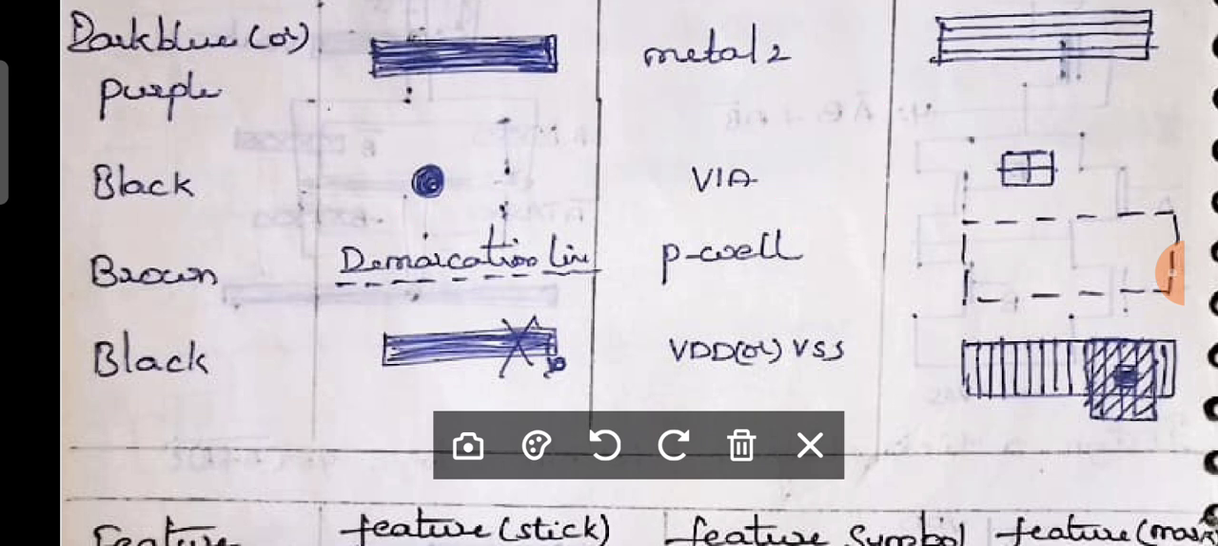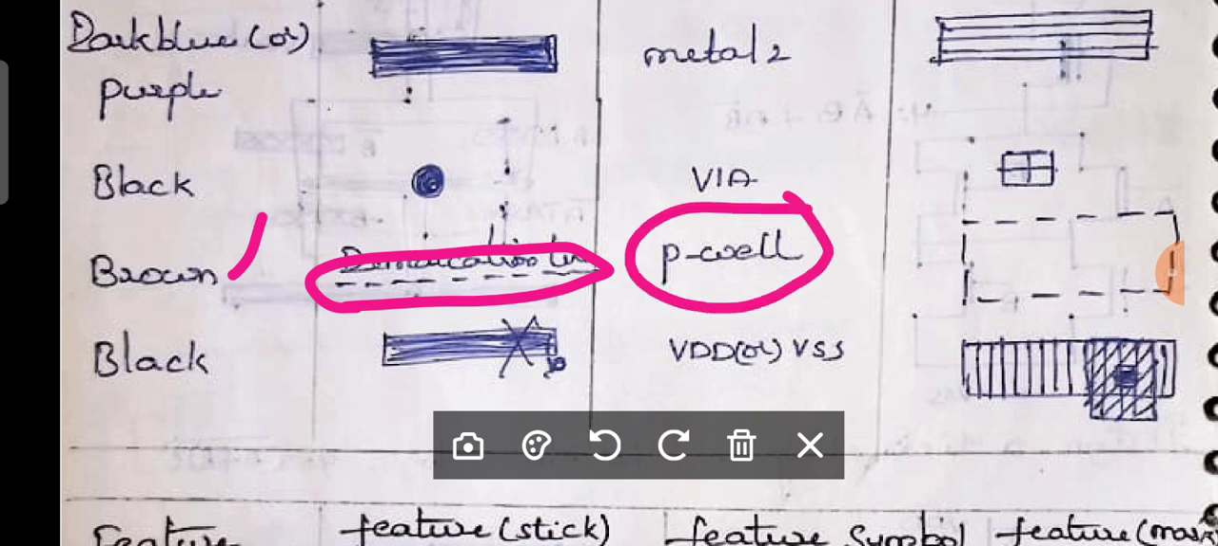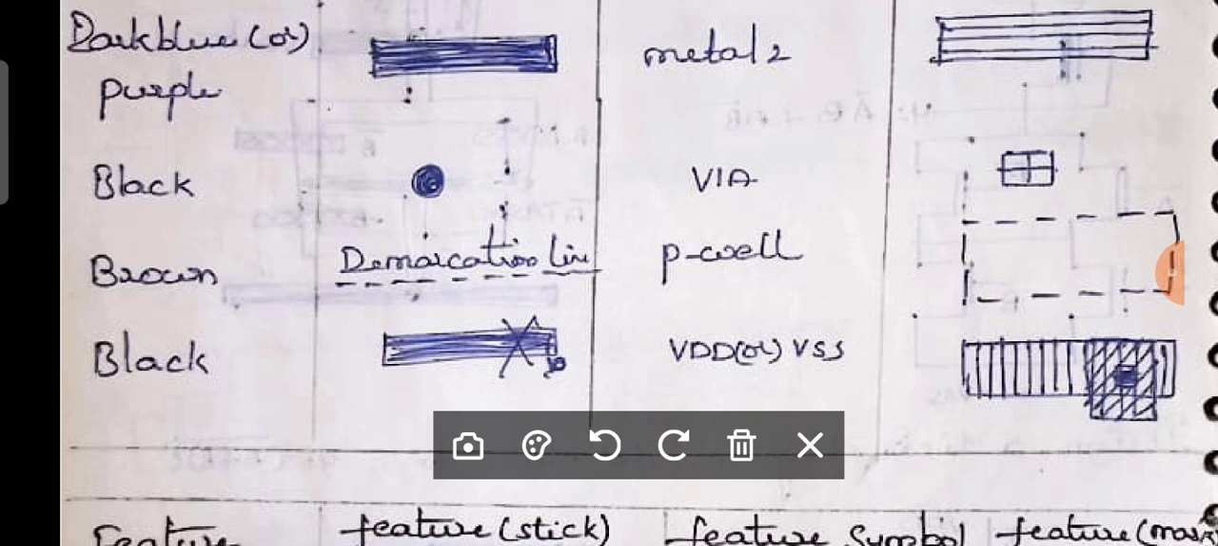Now you can observe that the demarcation line is present in stick diagram. It is represented with a brown color. Is it clear? Actually the demarcation line is nothing but a P well layer. Is it understood? And it is going to be represented in this fashion in the layout. And coming to the very important one, VDD or VSS contact, that is an important one you have to remember. The color is black itself.